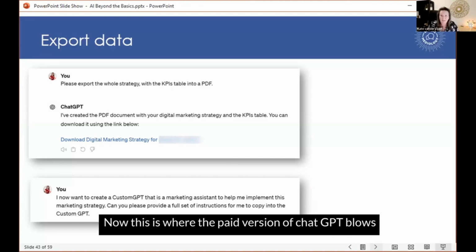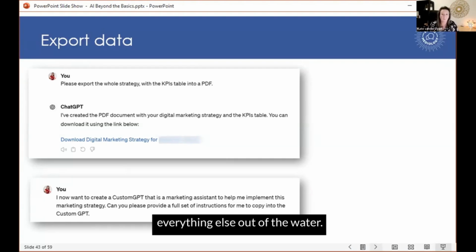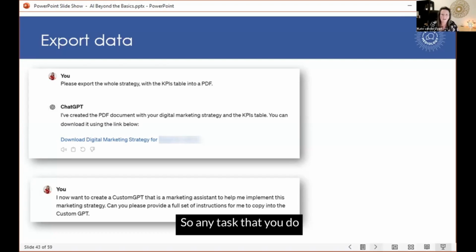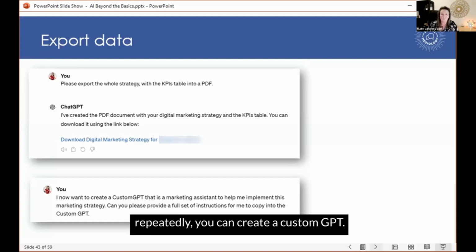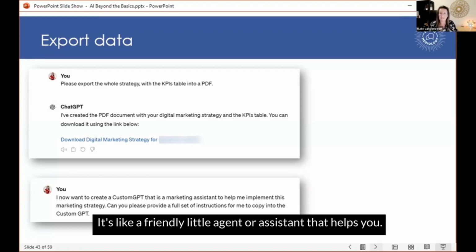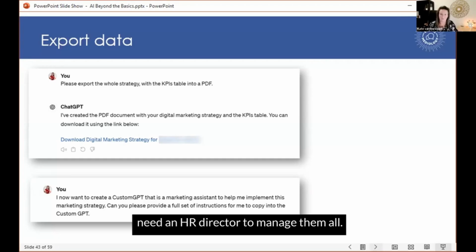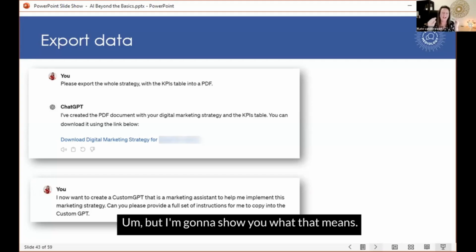Now, this is where the paid version of ChatGPT blows everything else out of the water. I'm going to talk to you for a minute about custom GPTs. So any task that you do repeatedly, you can create a custom GPT. It's like a friendly little agent or assistant that helps you. I have got a massive team of custom GPTs and I desperately need an HR director to manage them all. But I'm going to show you what that means.